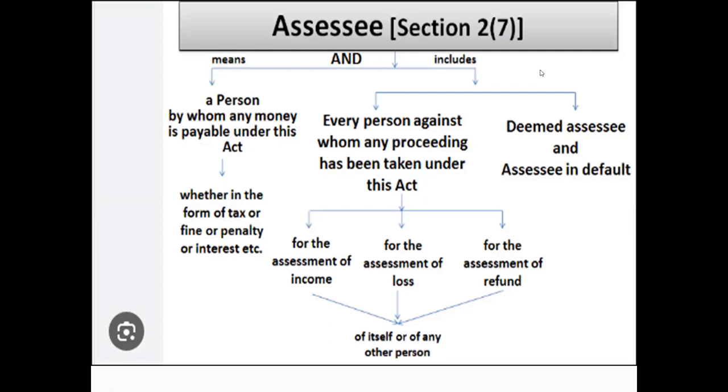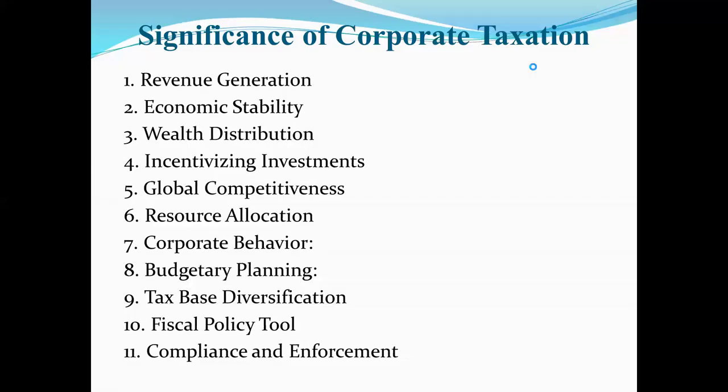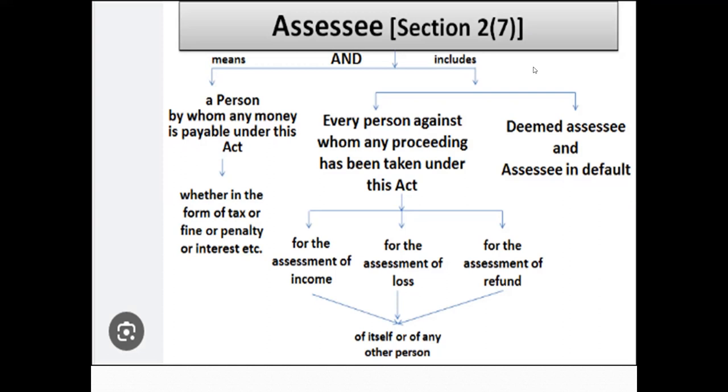So, in corporate taxation, various concepts are there. I told you, in the previous class I discussed assessee. Assessee means a person who has to pay tax to the government, who has to pay a penalty to the government. In all these cases, that person is given as an assessee. Here, we are making the arrangements for the company which has to pay tax, which has to pay penalty.